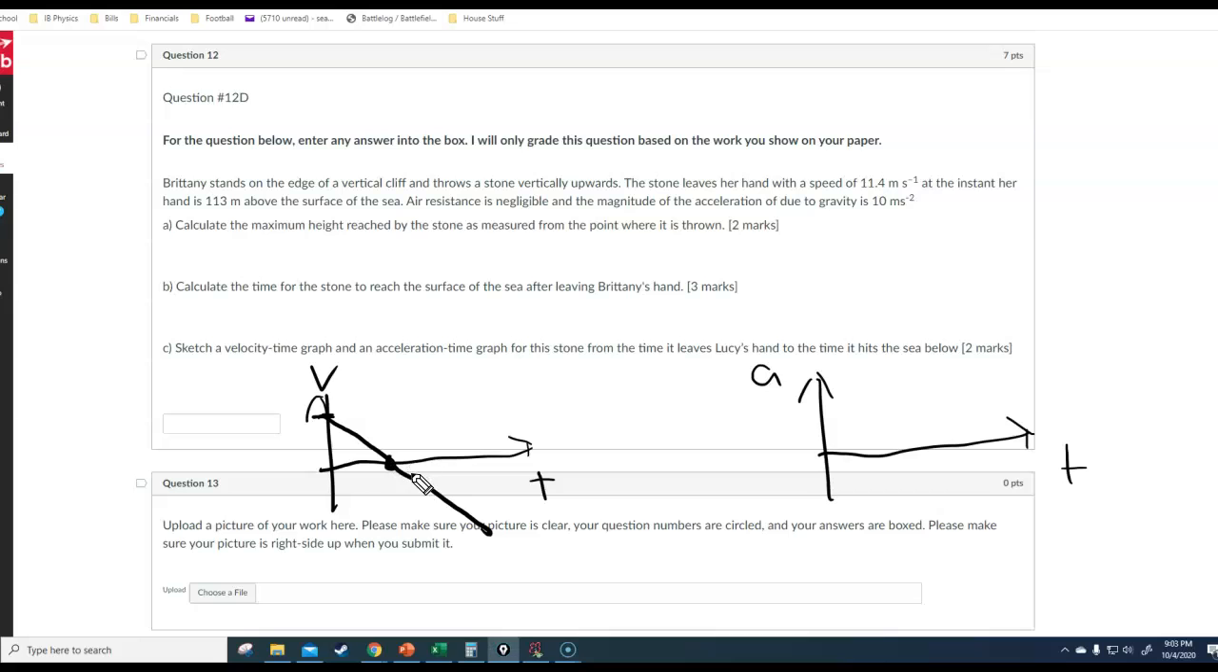Here's where it reaches maximum height. And then the acceleration time graph should be constant because it's constant acceleration, because it's in free fall, with a magnitude of -10 meters per second squared. Okay, so that's it for that last question.